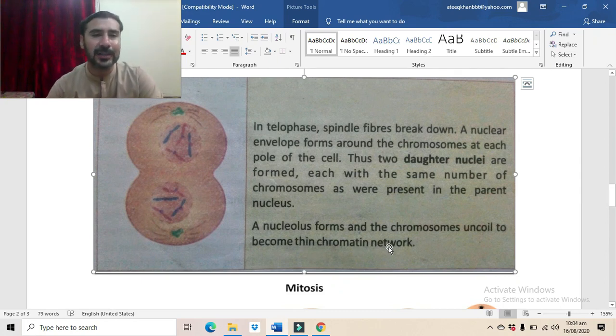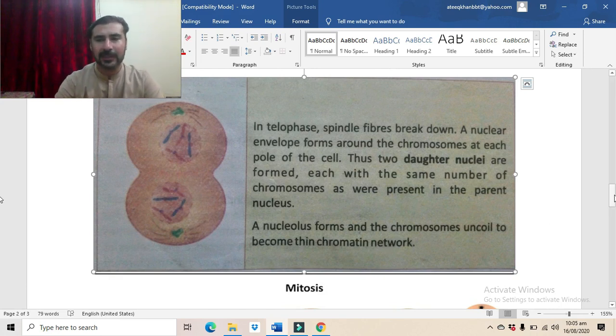Now just focus on it. The 4 changes which already took place in the first step, in the prophase, are all reversed here. Spindle fibers are broken down, the nuclear membrane will be reformed, and the nucleolus will reappear. So these are the 4 changes which occur here in the telophase. As a result, 2 nuclei are formed.